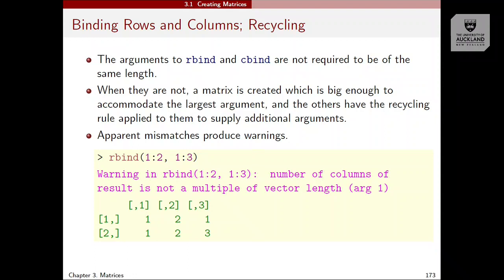Again, they don't have to be the same length. So similar recycling rules as earlier. If something's missing, then it will be recycled to fill up the matrix that it would generate. Some more complex objects can even give you errors if you try to combine things that really are incompatible. But for matrices, it will just do the binding and produce a warning if the one is not the multiple of the other.